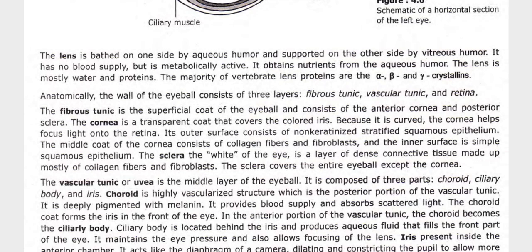Its outer surface consists of non-keratinized stratified squamous epithelium. The middle coat of the cornea consists of collagen fibers and fibroblasts, and the inner surface is simple squamous epithelium. The sclera, the white of the eye, is a layer of dense connective tissue made up mostly of collagen fibers and fibroblasts. The sclera covers the entire eyeball except the cornea.